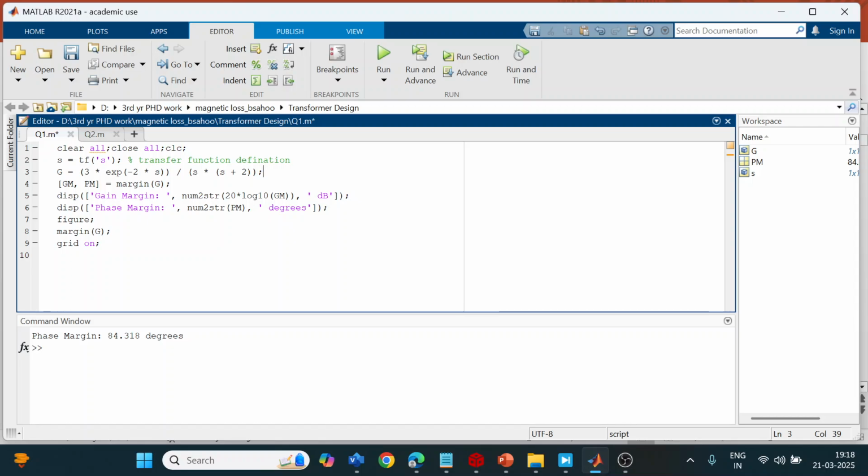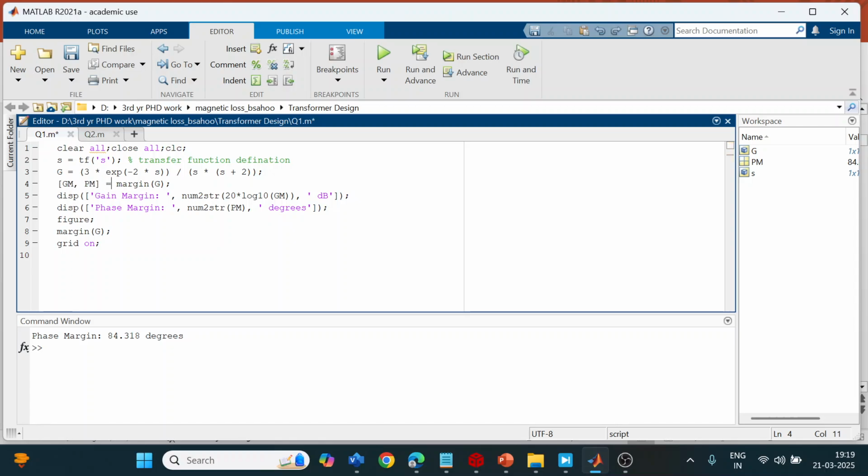Once you do that, you can simply write margin of g. If you write margin of g or simply bode of g, there are lots of commands for bode plots. You can directly use bode of g, then it will give the bode plot. If you specify margin of g, it will give you the gain margin and the phase margin in that bode plot. If you want the gain margin and phase margin, you have to specify that from the margin function.